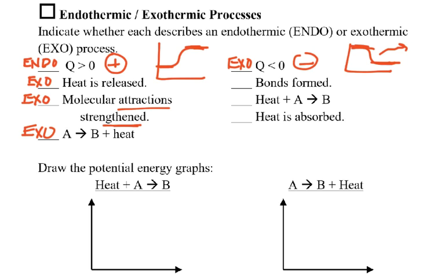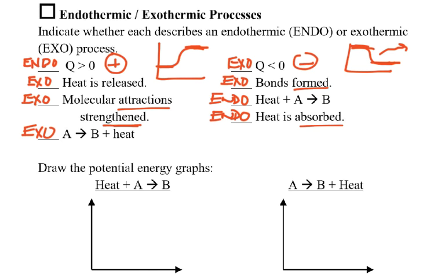Bonds are formed. Again, bonds are formed, that's a toughie. If I wanted to break bonds, that would require energy, that would be endo. So bonds formed, that's exo. Bonds forming is going to be exo. Heat's on the left side, that means I've got to put heat in. Heat is going in, so that's endo. And heat is absorbed, same thing, endo.